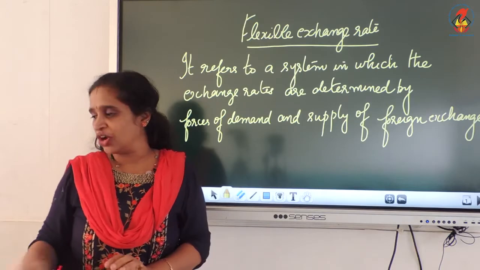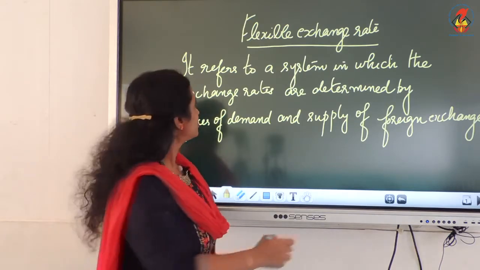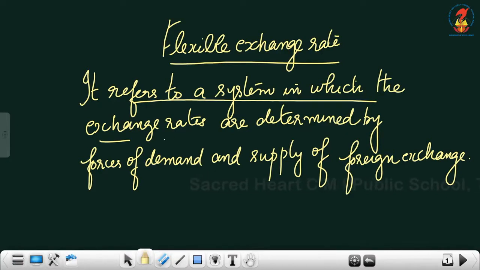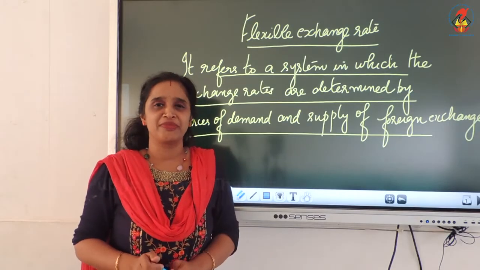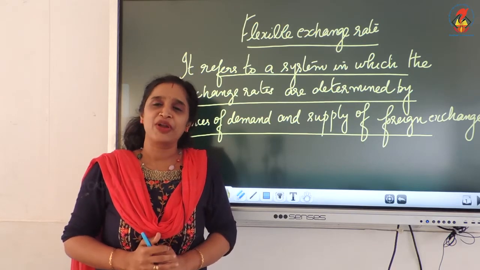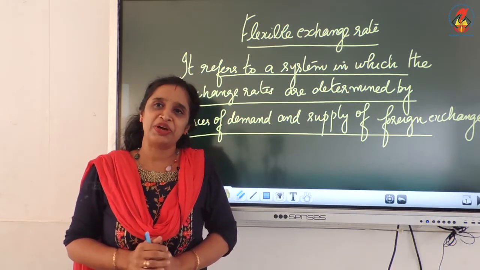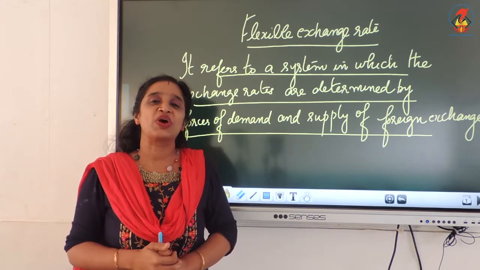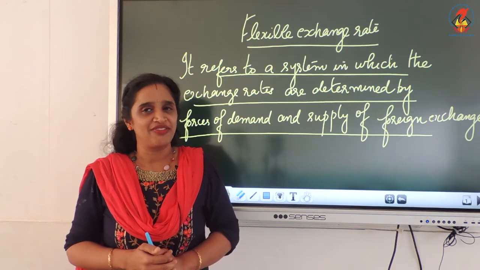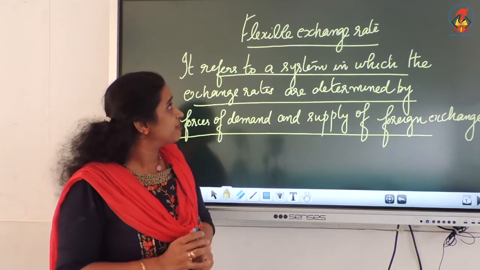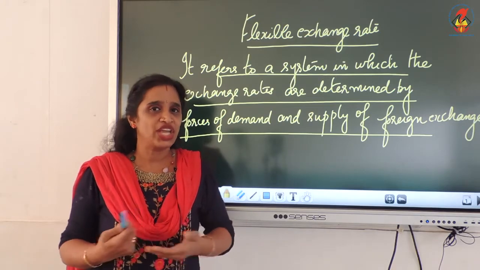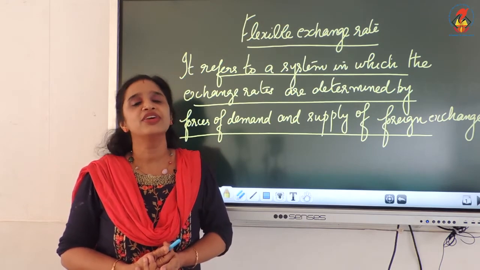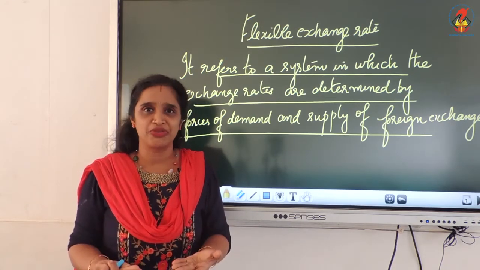Now let us see the definition of the flexible exchange rate system. It refers to a system in which exchange rates are determined by the forces of demand and supply of foreign exchange. The concept of demand and supply you can remember very well. The two concepts of demand and supply you have already learned in class 11 in microeconomics. So you can just recollect the concept of demand and supply which you have learned in the previous year. So the definition of flexible exchange rate is, it is an exchange rate system which always changes according to the demand and supply forces. Exchange rate means the price of the foreign exchange, right?